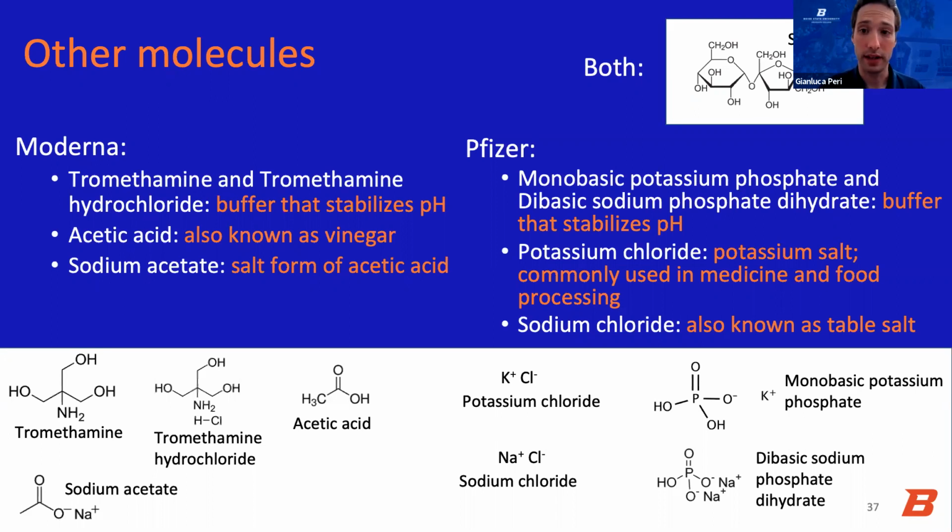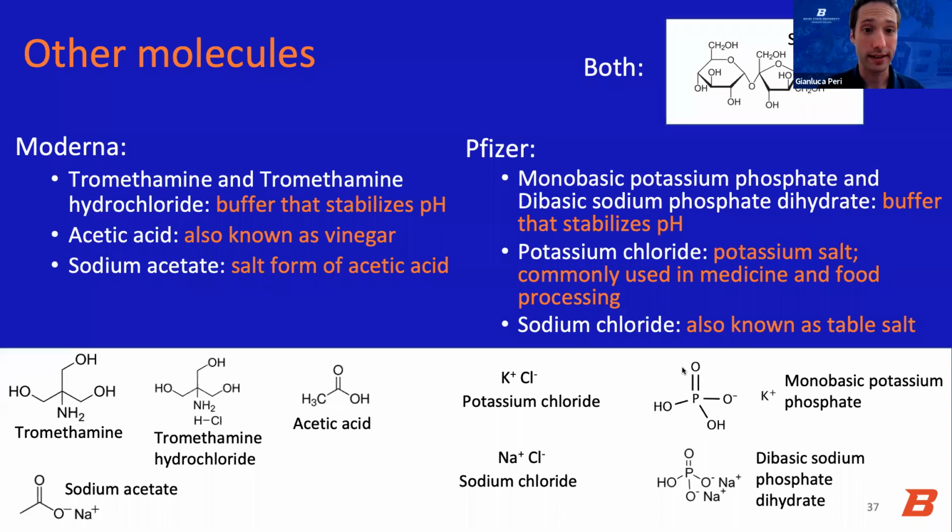Also, both vaccines have sucrose, which is just a sugar. Moderna has acetic acid, which I know the name sounds scary, but it's actually vinegar, and sodium acetate, which is the salt form of acetic acid. So basically just vinegar. And Pfizer instead has two different kinds of salt. Potassium chloride, it's not exactly your table salt, but it's still used in medicine and food processing. So we know it's pretty safe for humans. And also the actual table salt, sodium chloride, is the same salt you use in your kitchen.